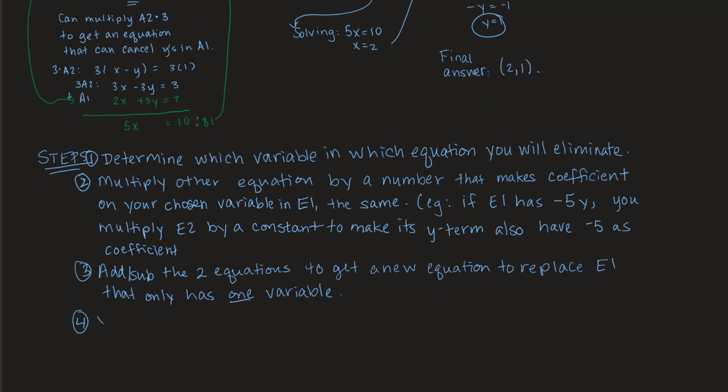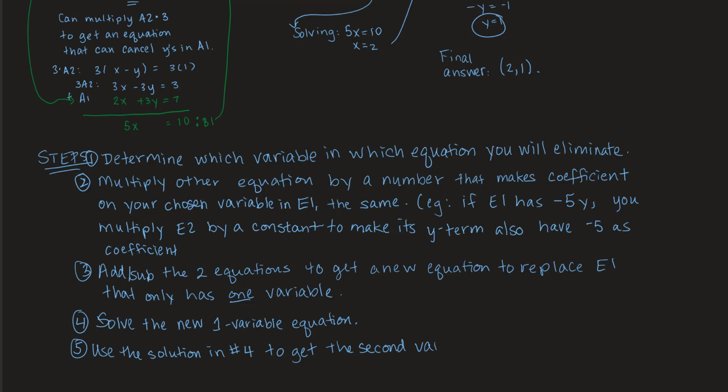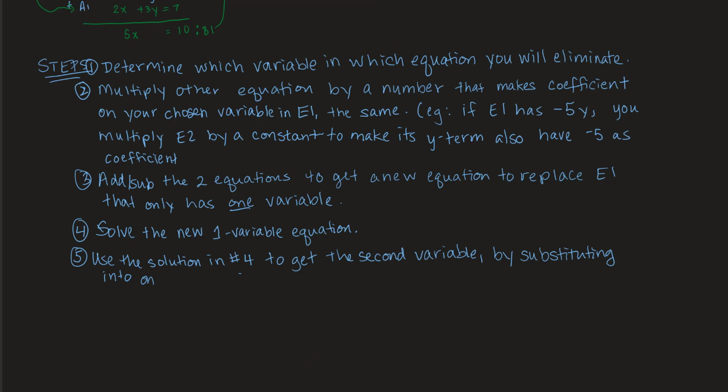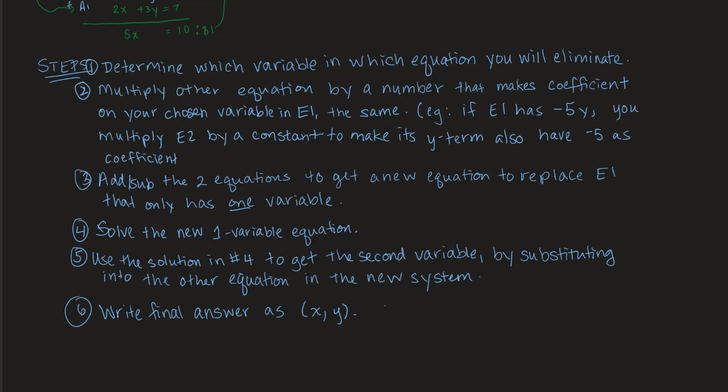Step 4, solve the one variable equation. Step 5, use the solution for the one variable to get the other coordinate. And we're going to do that by substituting into the other equation from the new system. Step 6, write your final answer as an ordered pair. And be sure to check. It's very easy when you're doing this to accidentally drop a plus or a minus.